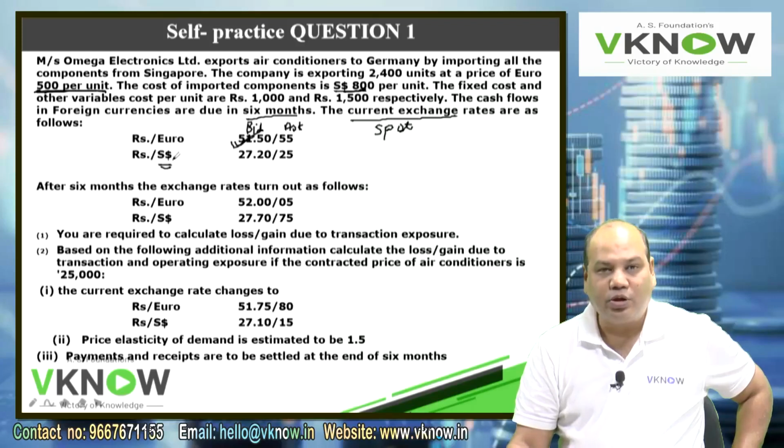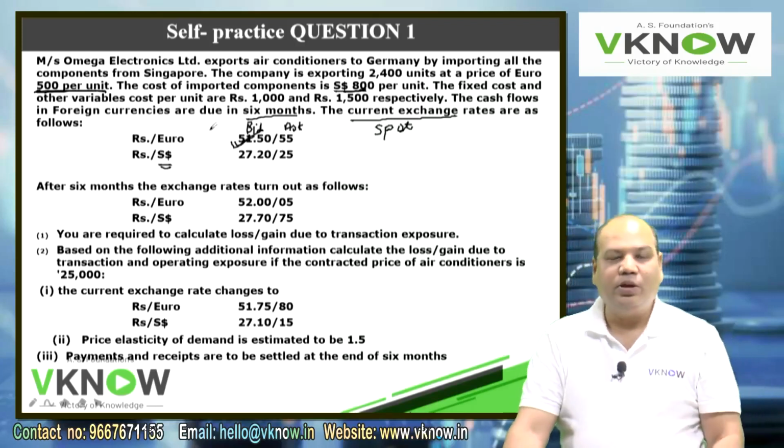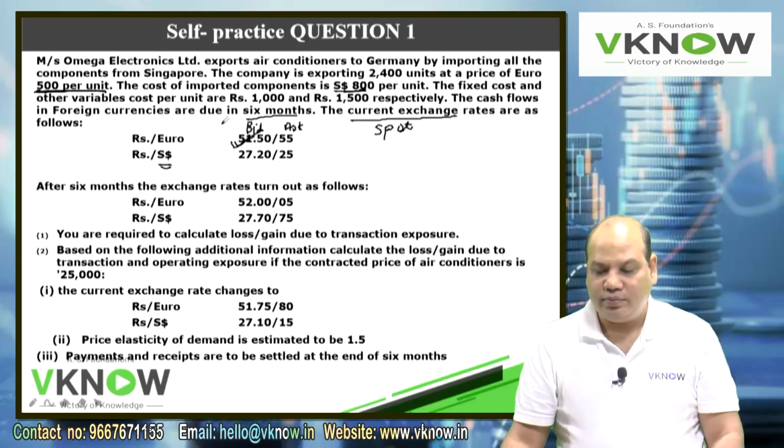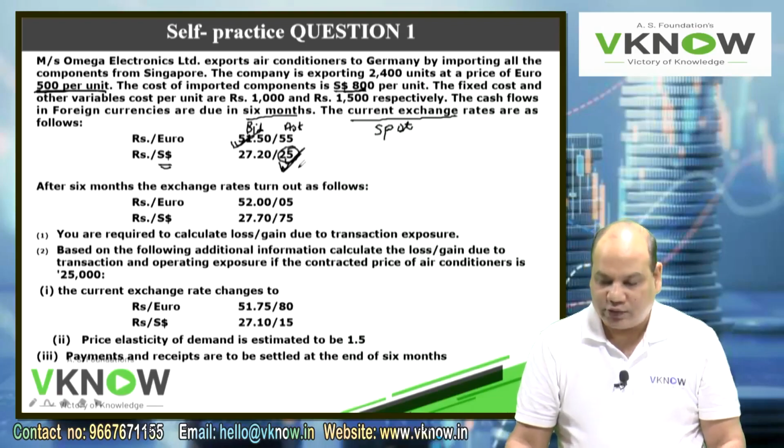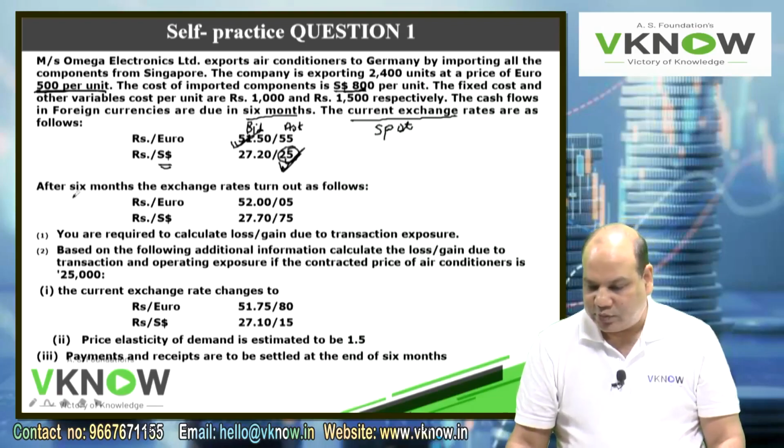Rupees per Singapore dollar: you have to make payment to the Singapore supplier, so you will buy Singapore dollar and the bank will sell Singapore dollar. So for Singapore dollar, the selling rate is relevant. In case of Euro, we are exporter, bid rate. In case of SGD, we are importer, ask rate. Because cash flows will take place after 6 months, we have to receive and make payment of Euro and SGD after 6 months.